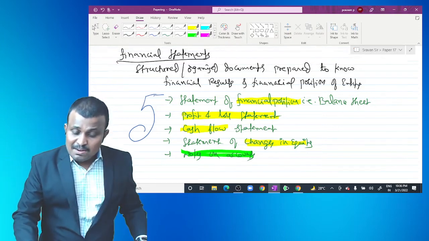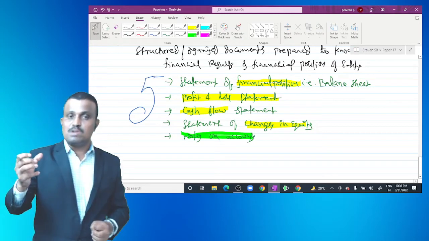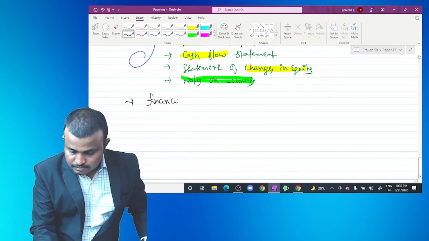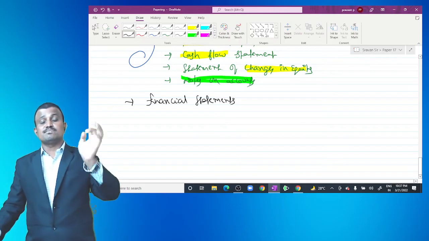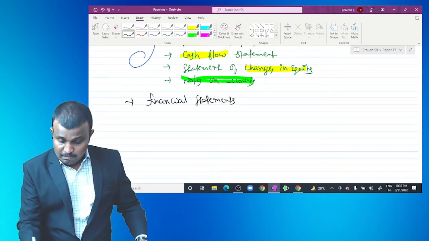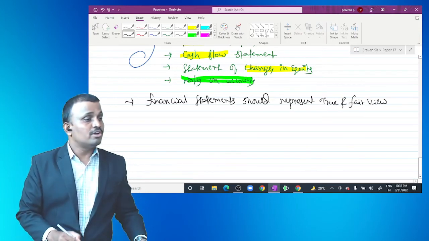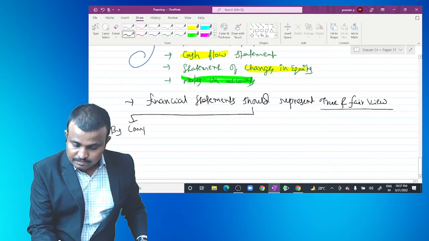And remember, while preparing the financial statements, we have to follow some regulations. We have to comply with some laws. In auditing we have one topic: financial statements should represent a true and fair view. True and fair is possible when they are prepared by complying with all laws and regulations.